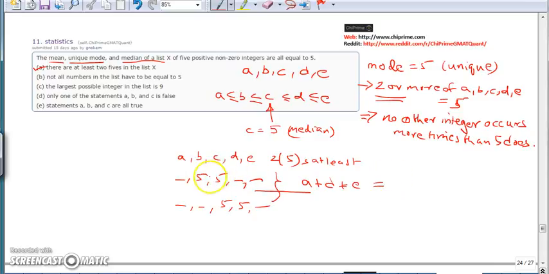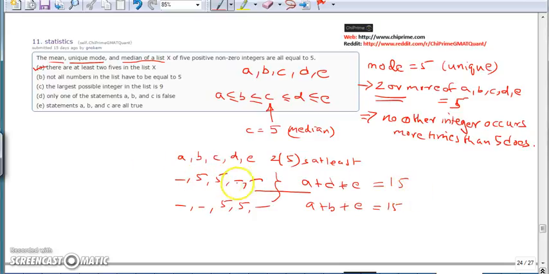Because the other two numbers are 5s already, A plus D plus E should be equal to 15, or in this case, A plus B plus E equal to 15. That's what we have to have, right? For the mean of the 5 numbers to be equal to 5, or the sum of the 5 numbers to be equal to 25.